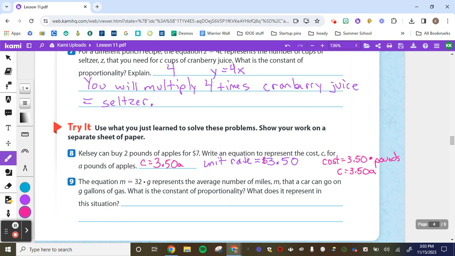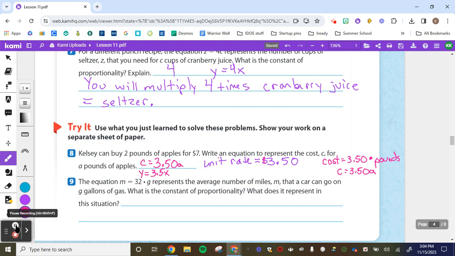And I did that like they did in the, was that the model it part? That was the model it part on the previous page. And then they tell me to use C for cost. So the cost equals the unit rate, $3.50 times how many pounds. They told me to use A for pounds of apples. So I have to use A. So my equation is C equals 3.50A, which would also be the standard way is going to be Y equals 3.5x. So if it had the coordinates, the cost is the y-axis and the apple pounds is the x-axis.